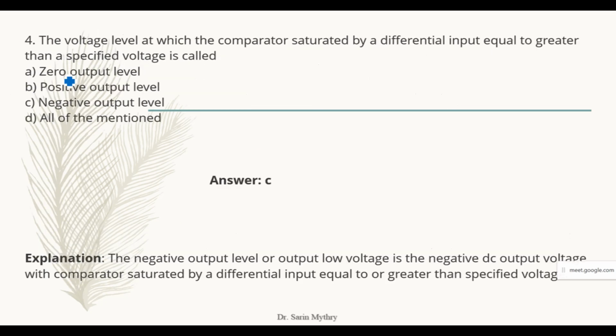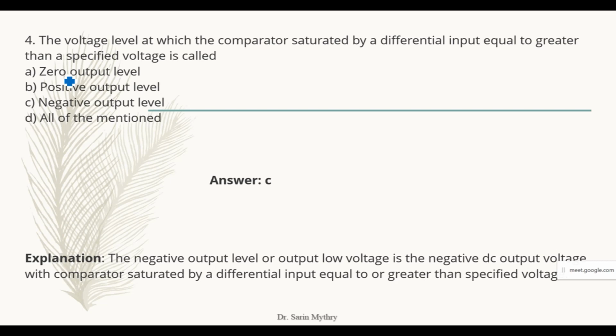Now the next one. The voltage level at which a comparator is saturated by a differential input equal to or greater than a specified voltage is called what? Your comparator is completely saturated. It enters the saturation region by a differential input equal to or greater than a specific voltage. You are supposed to tell at what voltage your comparator enters saturation. Let us first see the explanation and we'll come back to the options.